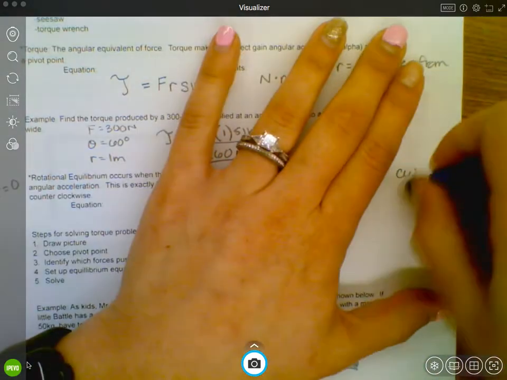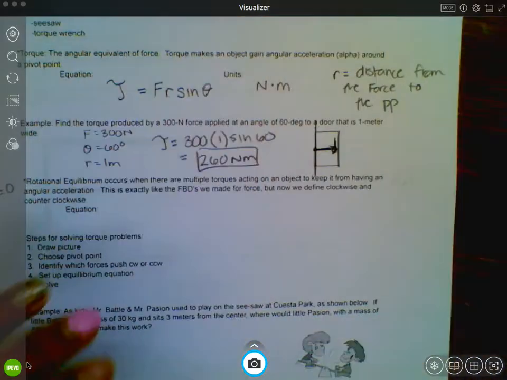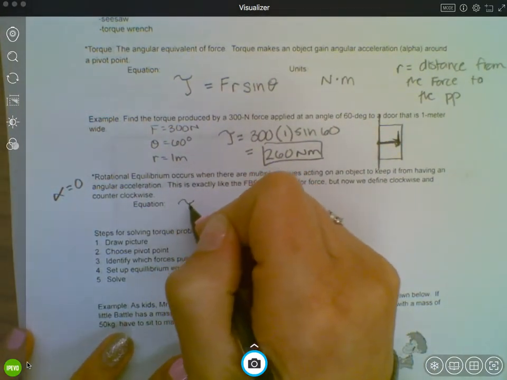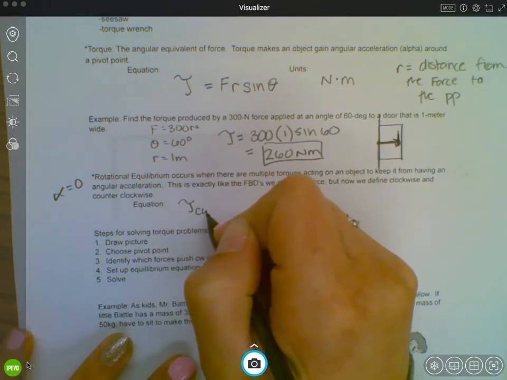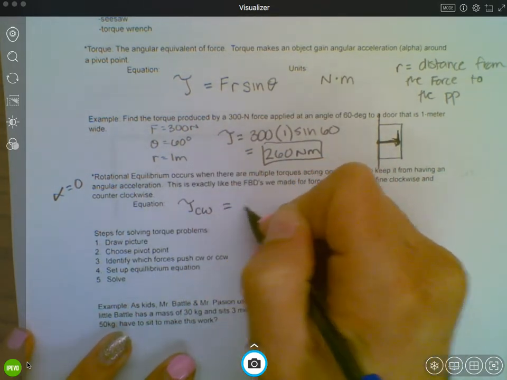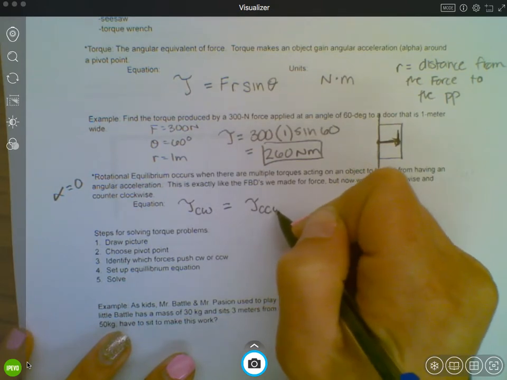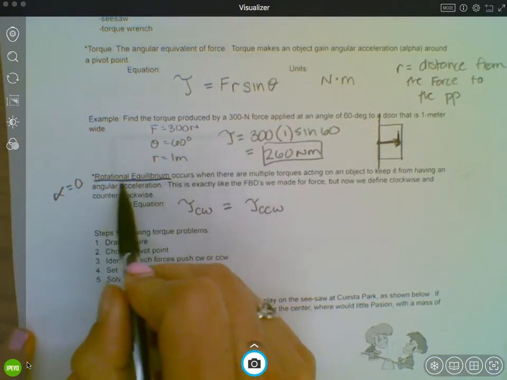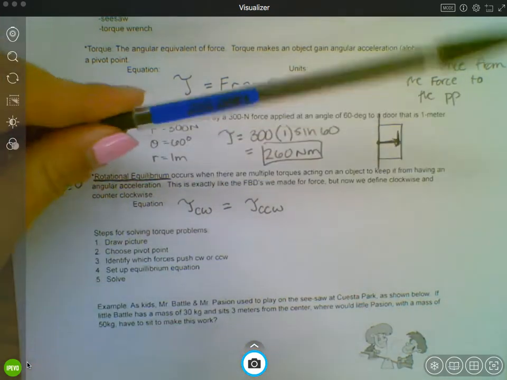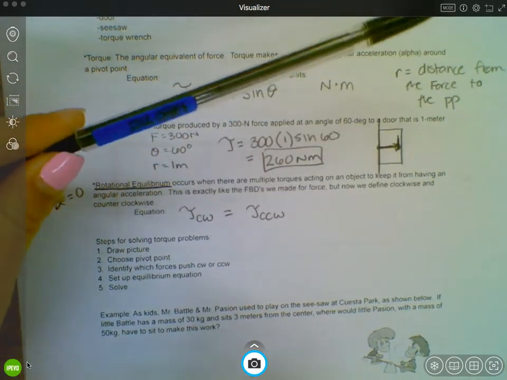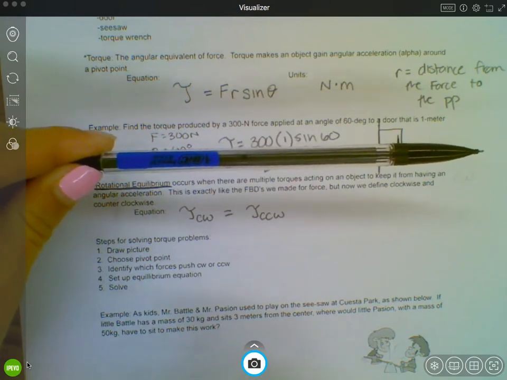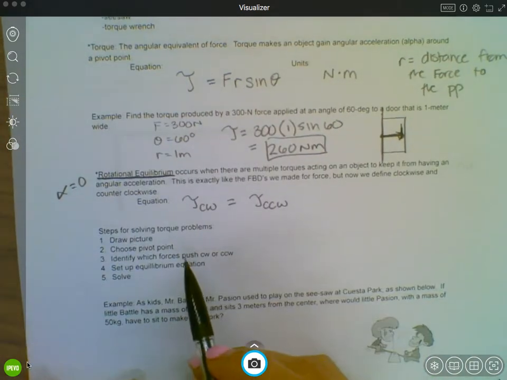Actually, we don't even need to assign that. We're just going to leave it alone. We're going to set up an equation that all the torques working clockwise equal all the torques working counterclockwise when we have rotational equilibrium. Meaning that all the things trying to rotate this are canceling out and the thing is not rotating. That's what we're saying.